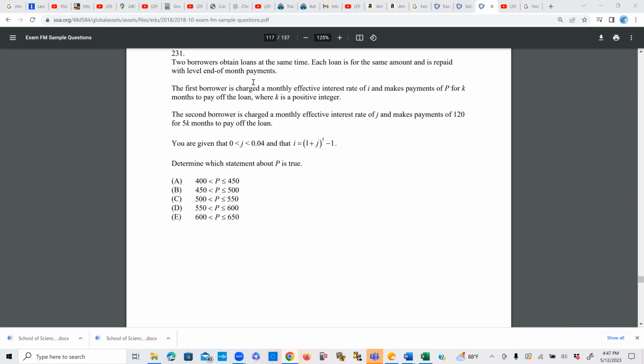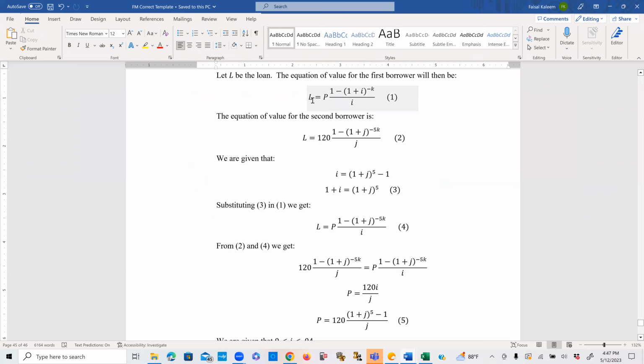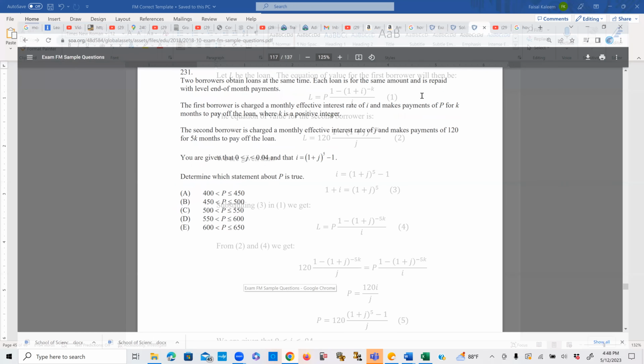So the loan of each borrower is being paid off as an annuity immediate because it's end of month payments, and it's the same for both. So let L be the common value of the loan, and the equation for the first borrower will be L is equal to P times (1 minus (1 plus I) to the negative K) over I, where P is the monthly payment for the first borrower.